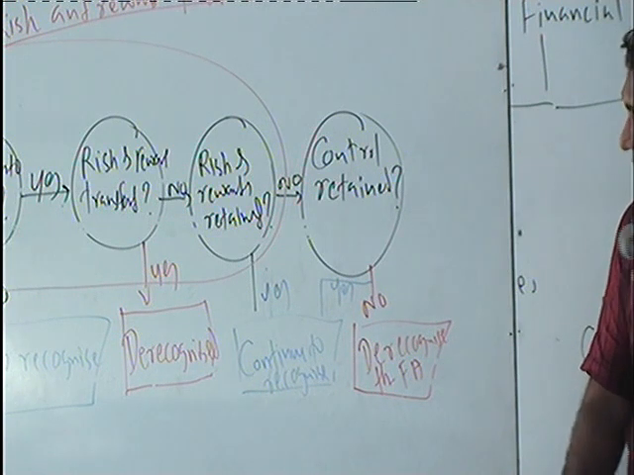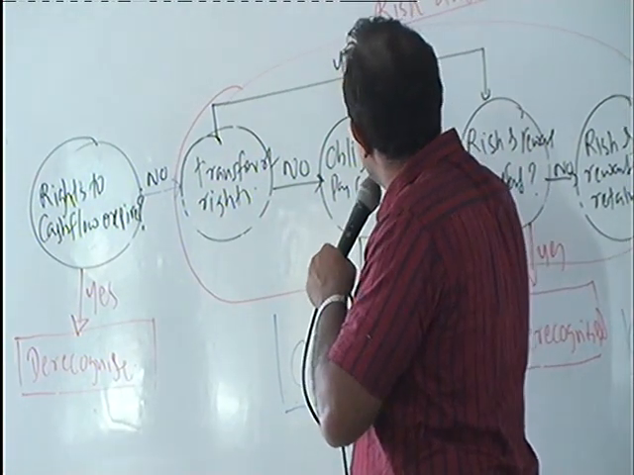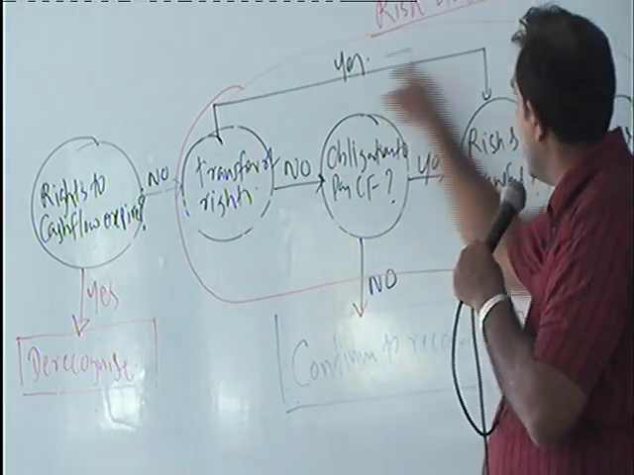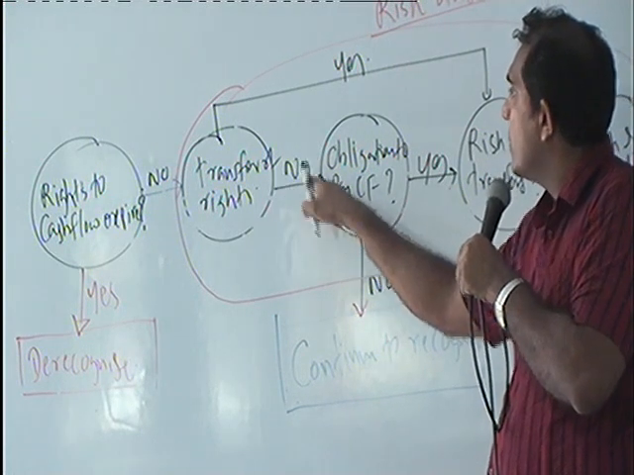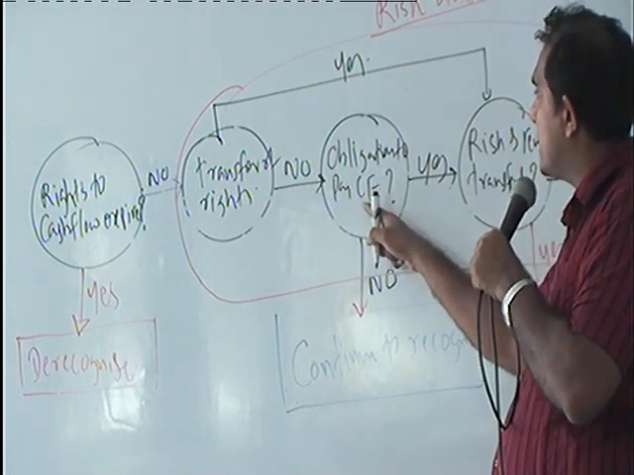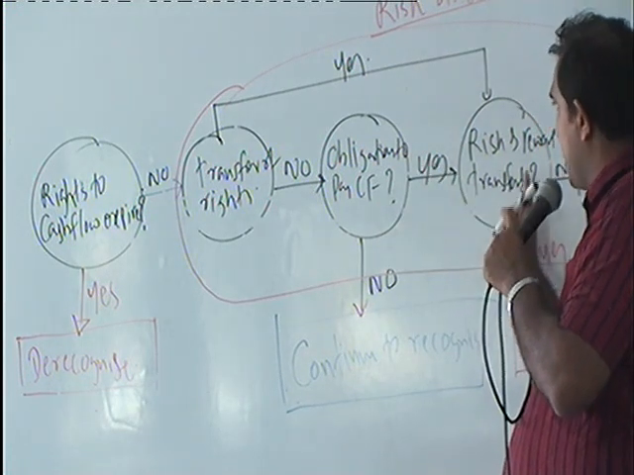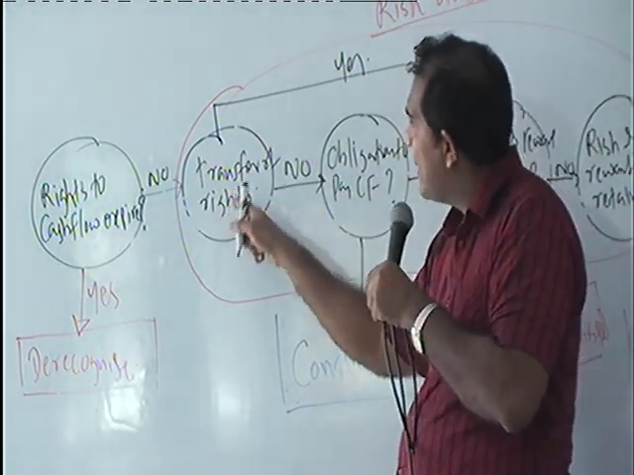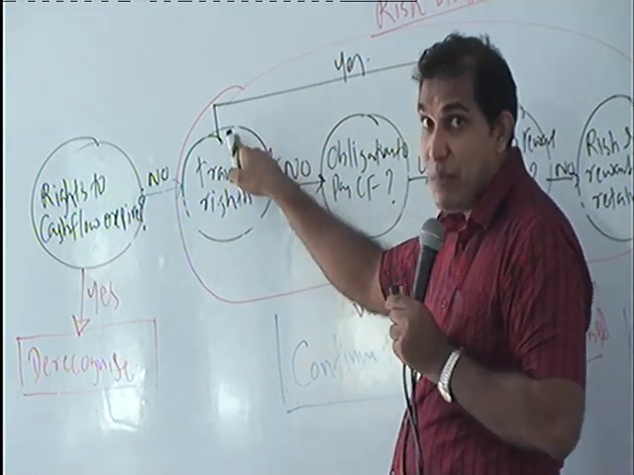Here we have missed one part. Transfer rights, yes. If yes, we need to check risk and rewards, because here we discussed no. If no, we need to check the obligation to cash flow. Then in this case, yes, risk and rewards. But directly we can check this one, because we have not discussed the yes part. Transfer rights, no only. So we missed.